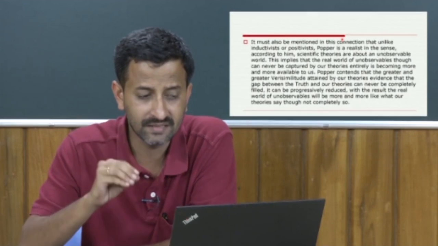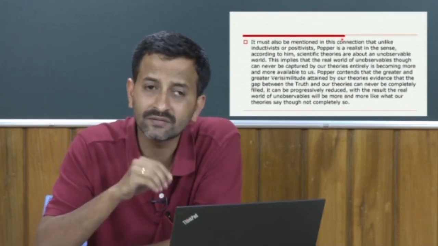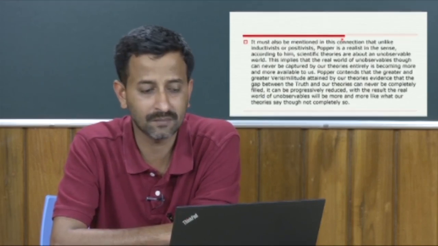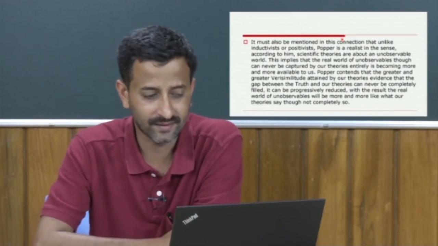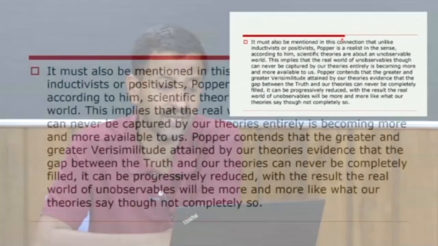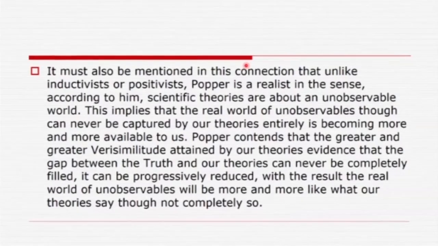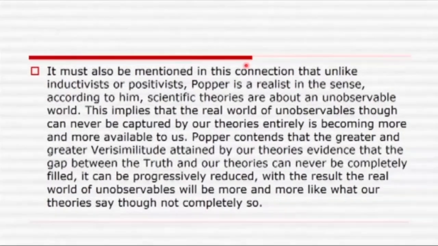It must also be mentioned in this connection that, unlike inductivists or positivists, Popper is a realist in the sense that, according to him, scientific theories are about an unobservable world. This implies that the real world of unobservables, though it can never be captured by our theories entirely, is becoming more and more available to us. Popper contends that the greater and greater verisimilitude attained by our theories is evidence that the gap between the truth and our theories can never be completely filled. It can be progressively reduced, with the result that the real world of unobservables will be more and more like what our theories say, though not completely so.